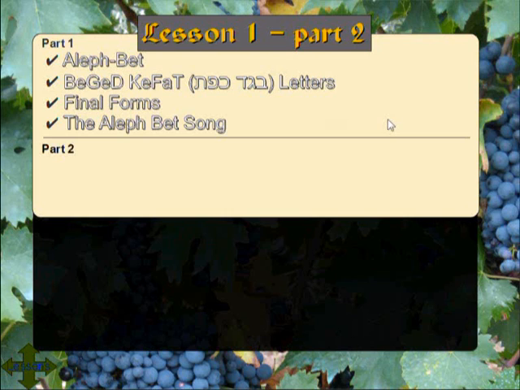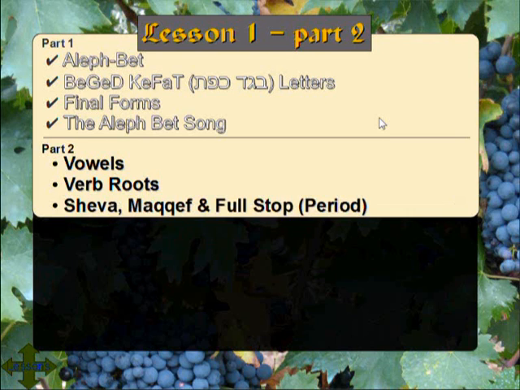But if you're ready for Part 2 and you know the Hebrew alphabet and you can write it and you've memorized it, then you're ready for Part 2 and you're ready to learn the vowels, the Hebrew vowels. And we'll also have a look at verb roots, something called verb roots. You'll find out all about that. And finally the Shewa, something called the Maqqef, and the Hebrew full stop or period, what that looks like. That's the biblical Hebrew full stop.